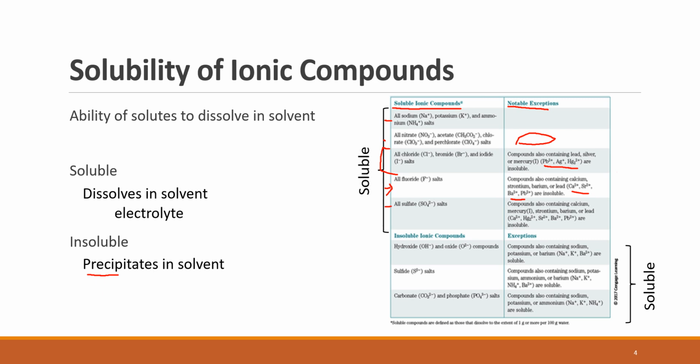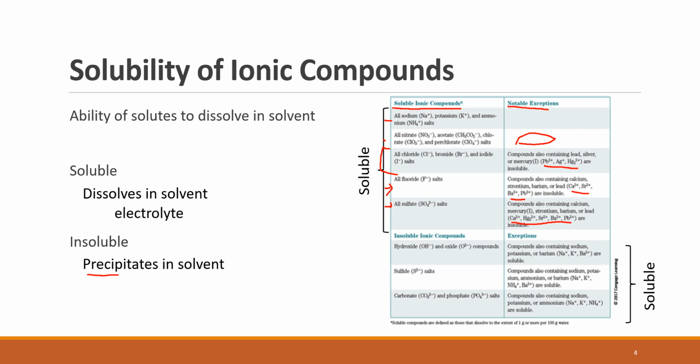Next one, sulfate. So the SO4 polyatomic with a 2- charge. That means sulfate ions or containing compounds will dissolve unless they're with the exceptions. So they will only form solids with a sulfate compound if calcium, mercury, strontium, barium, or lead are attached. That's the only time a solid will form with a sulfate.